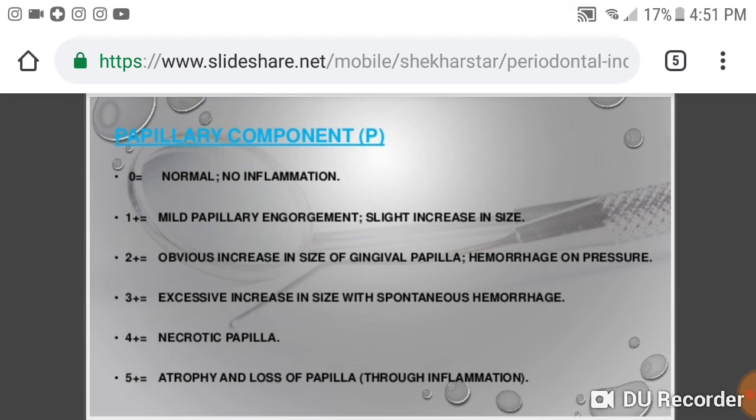The papillary component. Score 0 is normal, no inflammation. Score 1 is mild papillary engorgement, slight increase in size. Score 2, obvious increase in size of gingival papillae, hemorrhage on pressure. Score 3, excessive increase in size with spontaneous hemorrhage. Score 4, necrotic papillae. And score 5, atrophy and loss of papillae through inflammation.